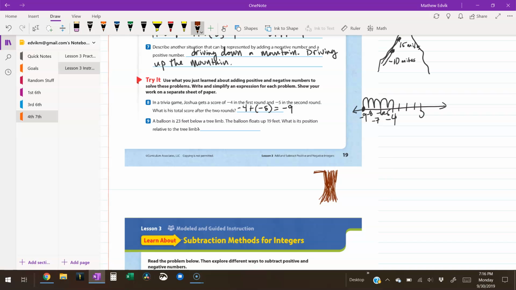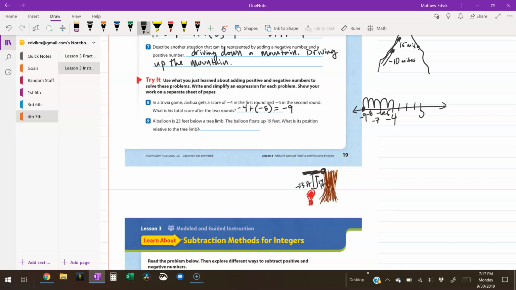And then here's my tree limb. And a balloon. Here's our balloon. So this distance here, and you don't have to draw this picture, but I just feel like being artistic. So this is 23 feet below this limb. So the limb is going to be 0 on a number line that goes up and down. The balloon floats up 19 feet. So it doesn't get all the way back up, but it gets up to here, and that's 19 feet.